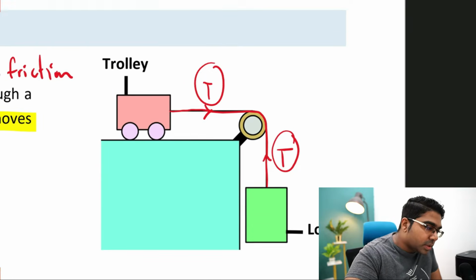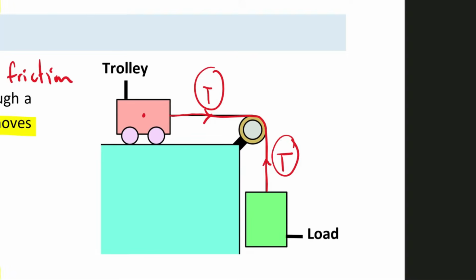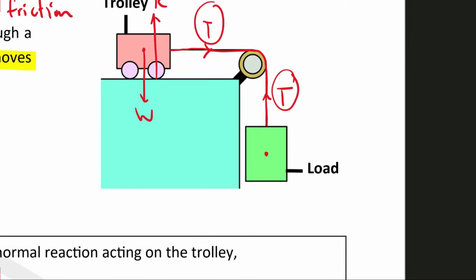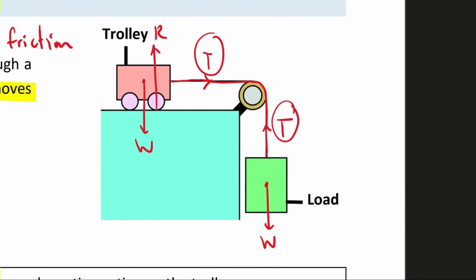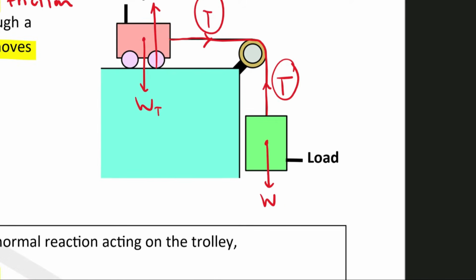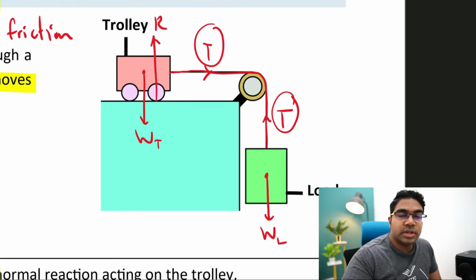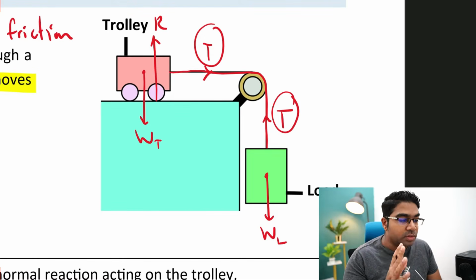Let's look at the other forces here. The trolley has mass, therefore there is weight, and since it is pressing on the table, we also have a normal reaction. And then we have the load. The load has mass as well, therefore there will be weight. To differentiate this, I'm going to put weight of trolley, WT, and weight of load, WL. So these are all the forces acting on these two objects.